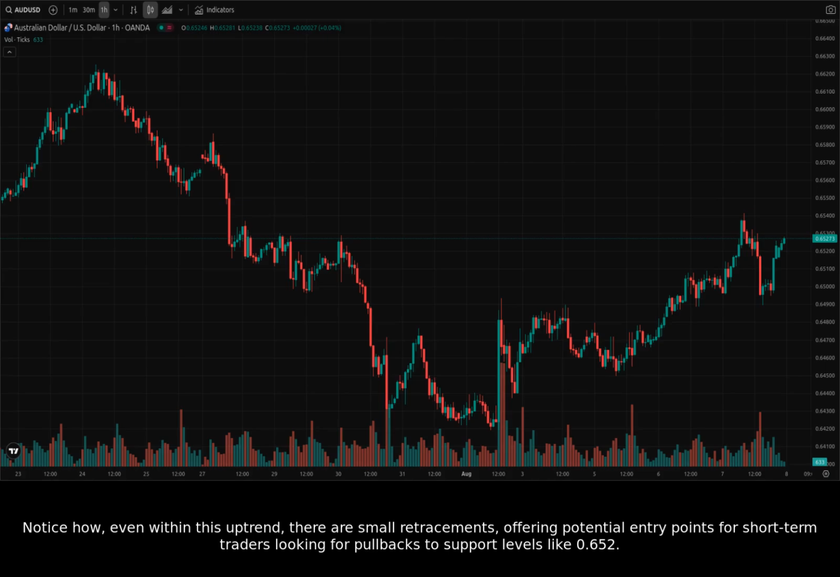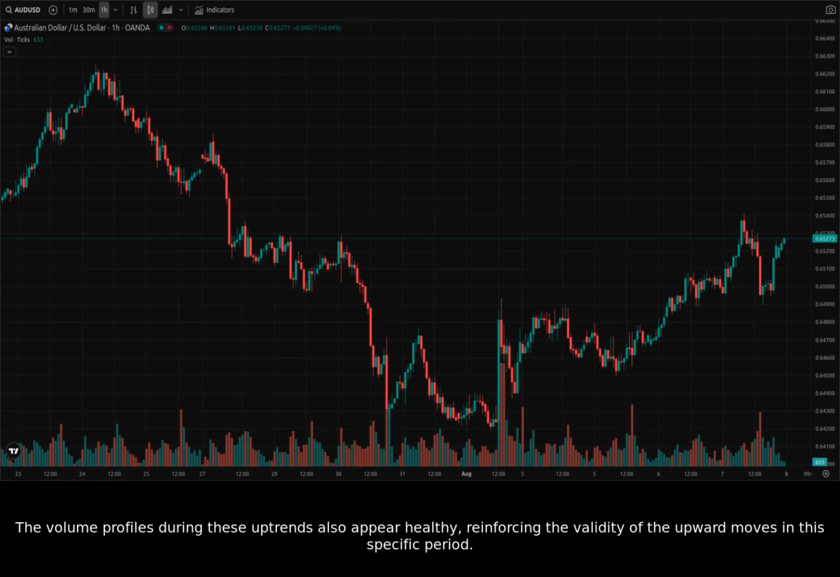Notice how, even within this uptrend, there are small retracements, offering potential entry points for short-term traders looking for pullbacks to support levels like 0.652. The volume profiles during these uptrends also appear healthy, reinforcing the validity of the upward moves in this specific period.